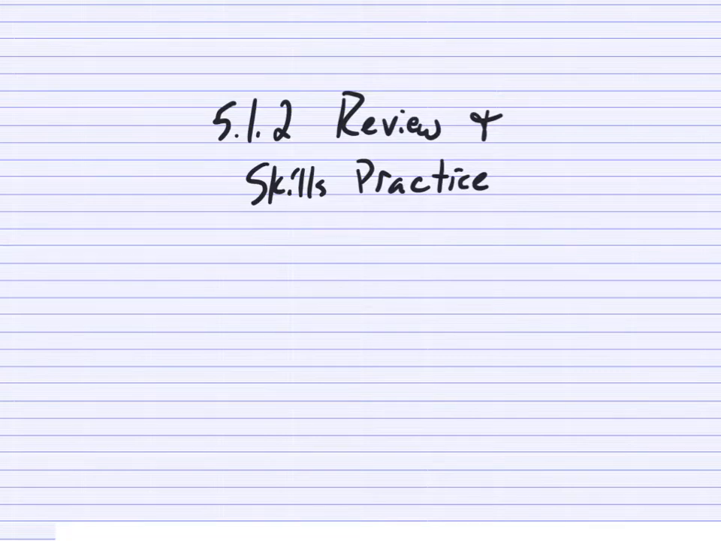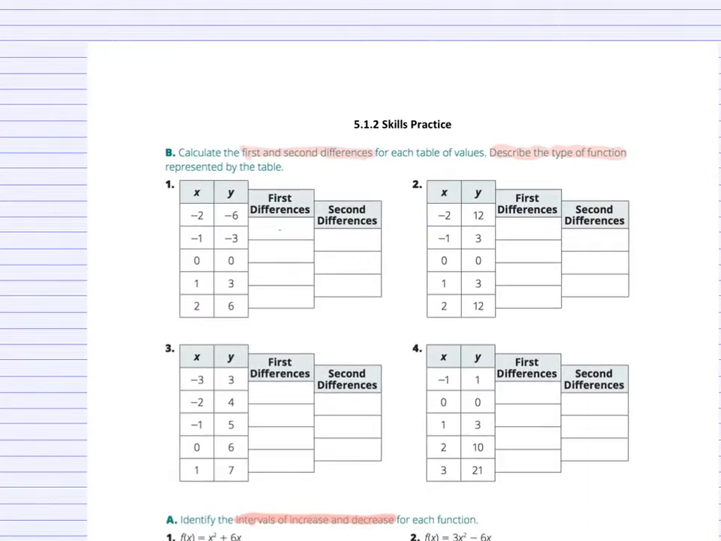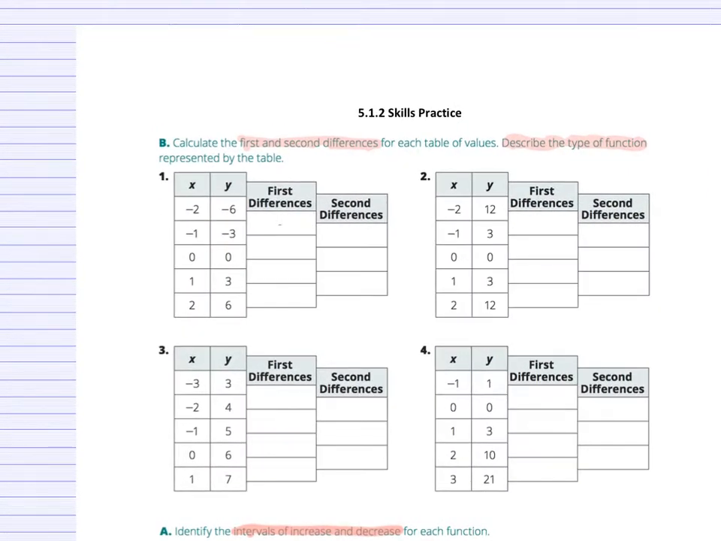All right, today we're going to do a little bit of review and then go over how to do your skills practice worksheet that's going to be assigned tonight. I have the skills practice down here, and the first problem is we're going to talk about the first differences and the second differences. Now, again, the first differences are kind of like your slope.